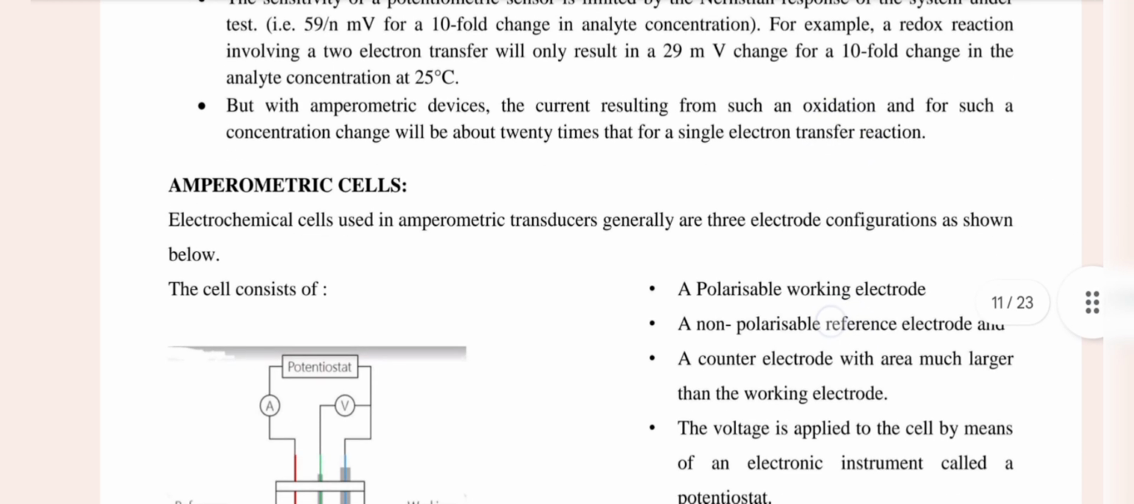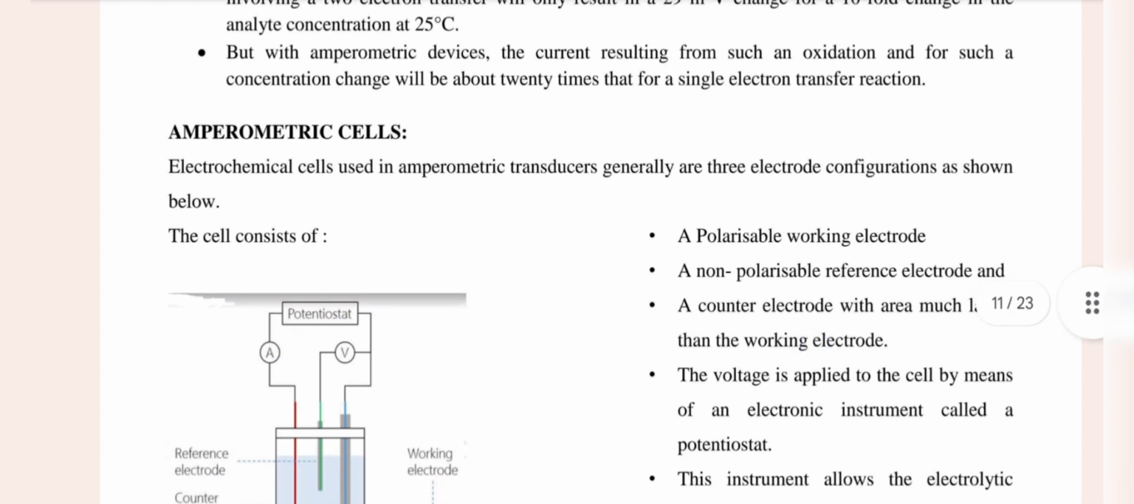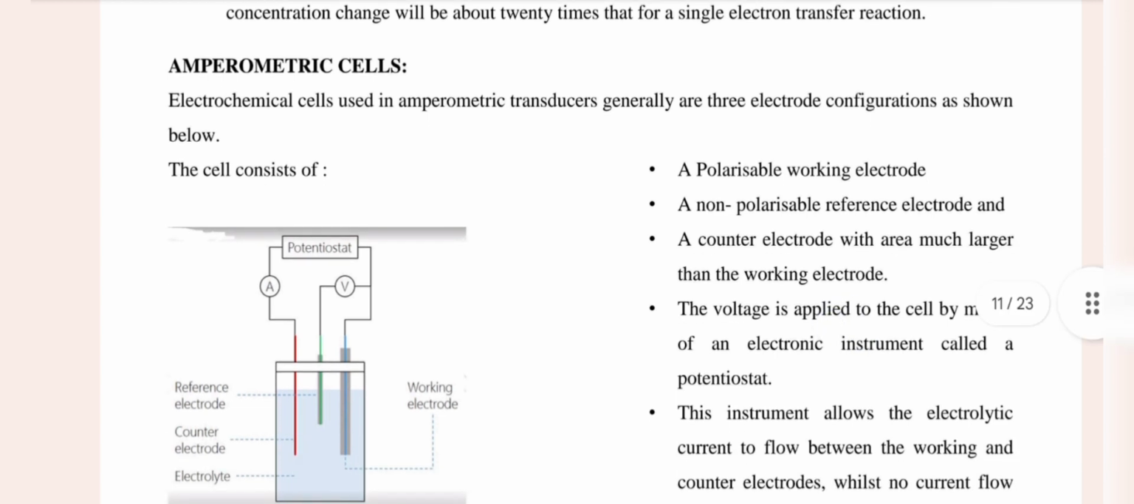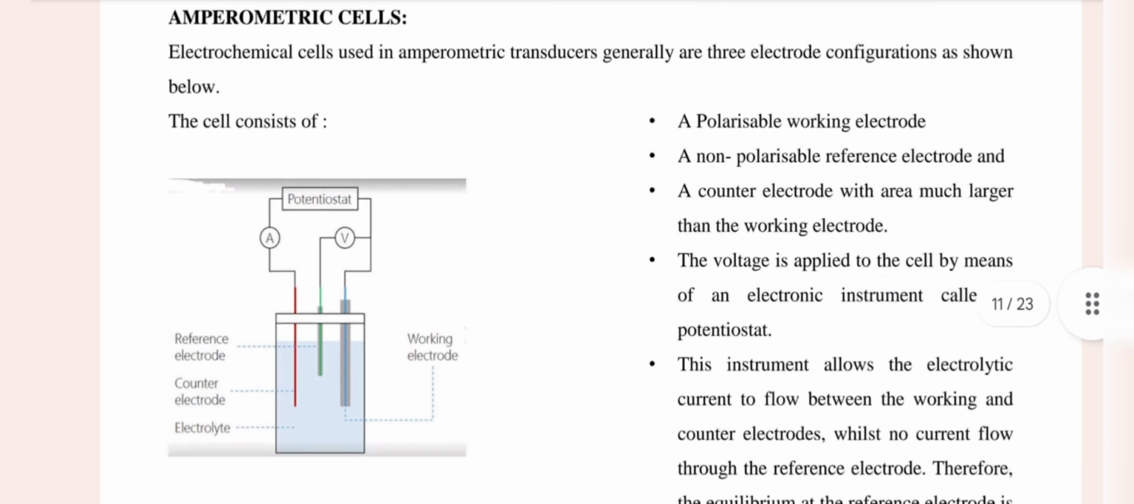Then moving to the amperometric cells. The electrochemical cells used in amperometric transducers are known as amperometric cells. Generally it consists of a 3 electrode configuration. A 2 electrode configuration also exists, but for practical purposes we generally use the 3 electrode configuration. So the cell consists of 3 electrodes: one working electrode, a reference electrode, and a counter electrode.